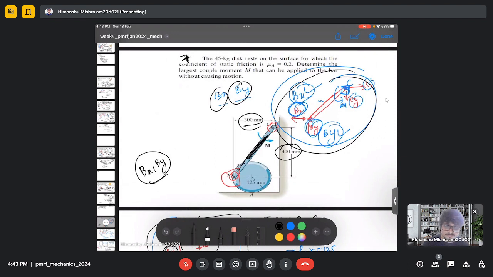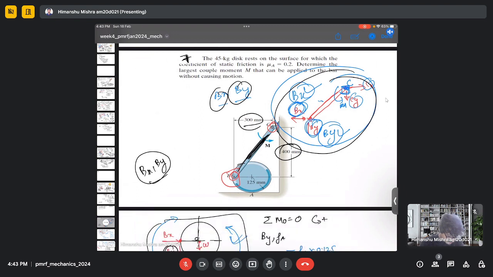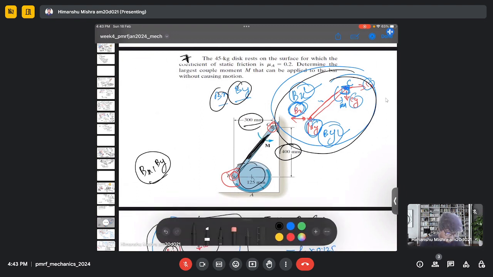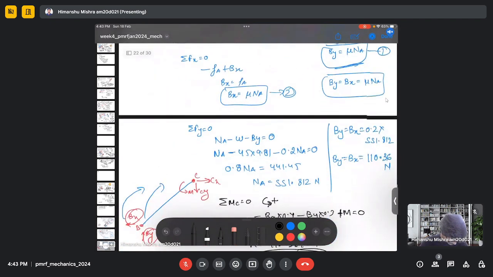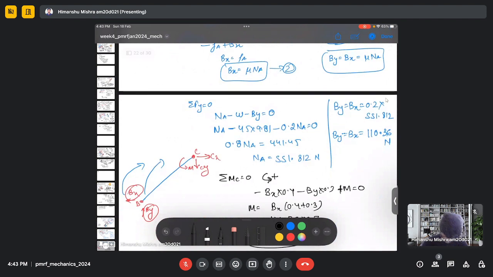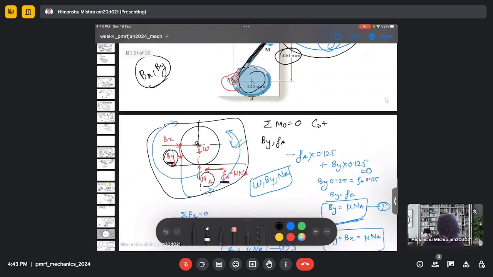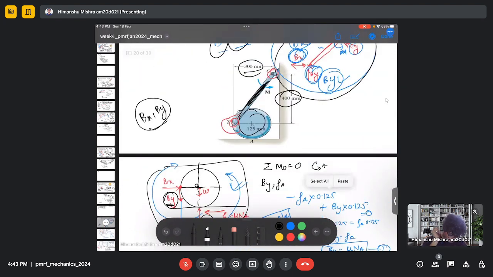In this system, the only weight is the self weight, that is the mass. We have given the weight for only this disk. We don't give the weight for the bar. Yes, the weight is 45 into 9.81. But how come we are getting the normal reaction more than that? Actually, there is no other force acting on the system. The normal reaction is 551, whereas the weight of the system is 450. I mean, you can get this, right?